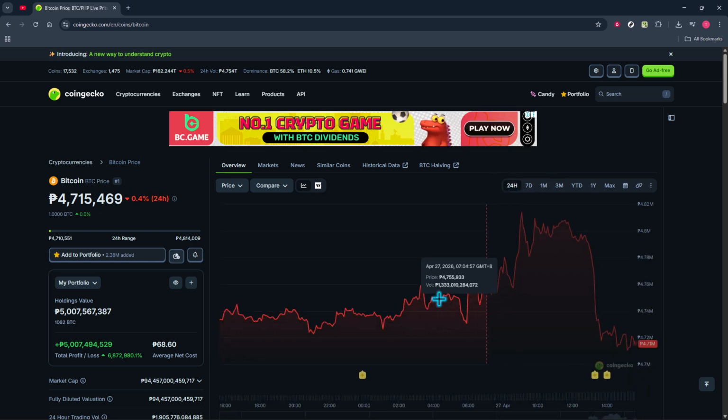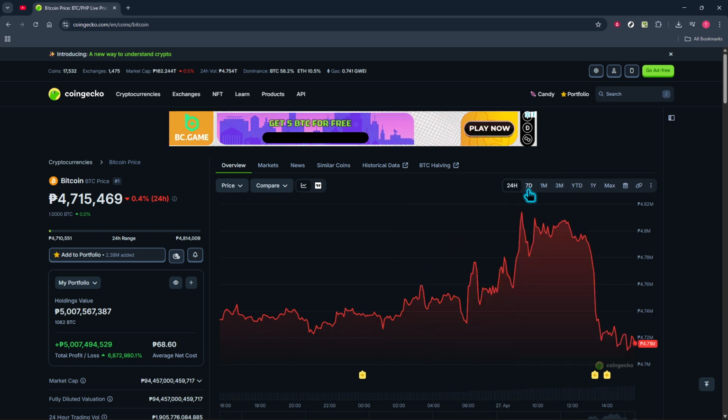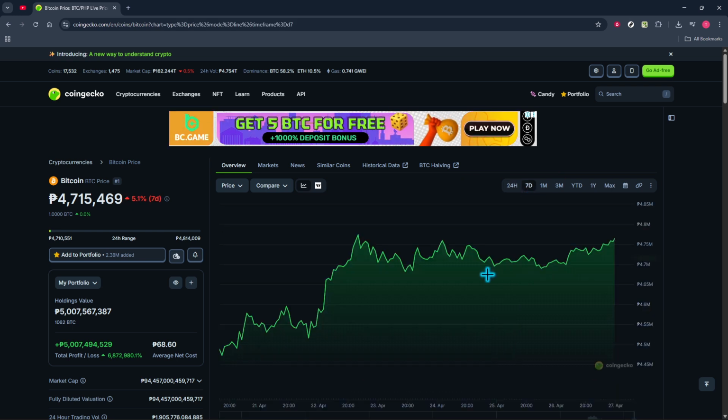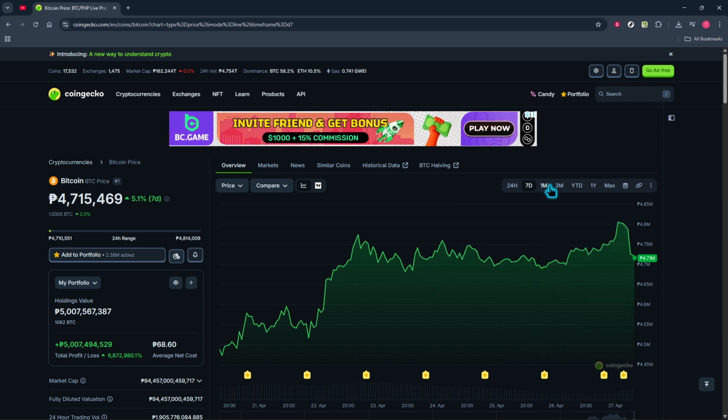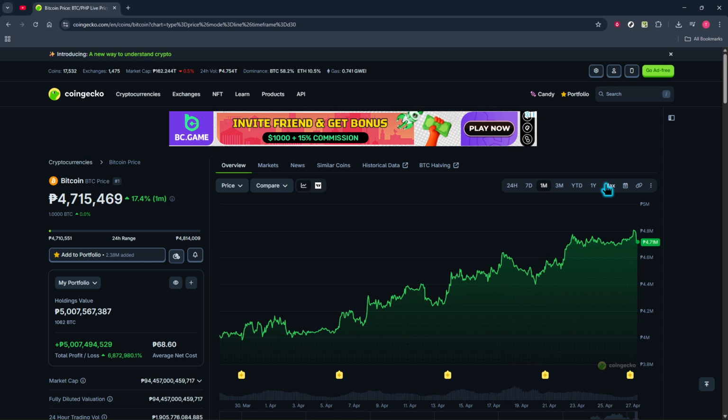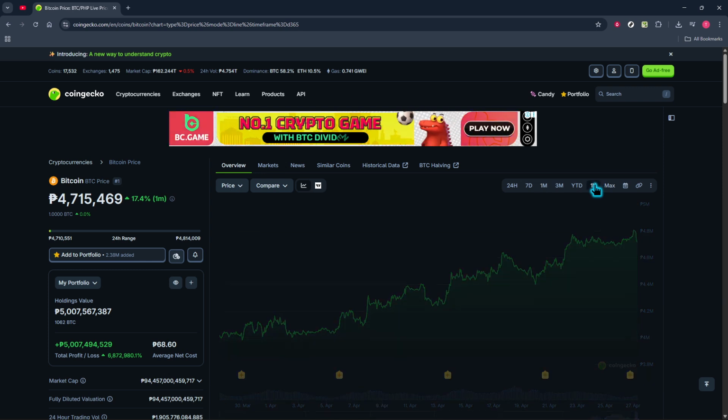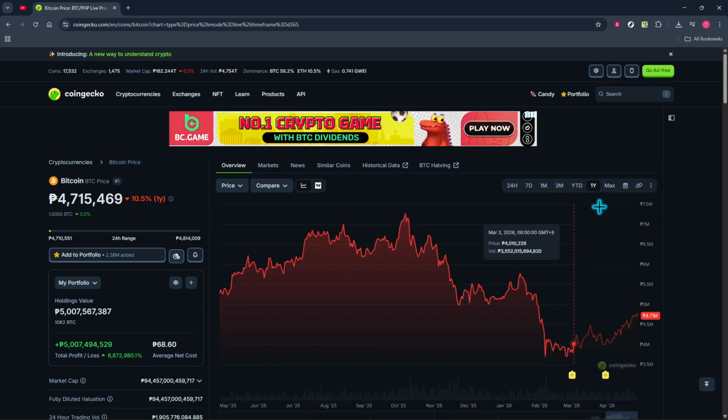Switch to 7D to see the weekly trend, then use 1M or 3M for a medium-range picture that smooths out noise. Tap 1Y for long-term performance, and Max to view the coin's full history. Moving through these windows is the simplest way to see whether momentum is building or fading over time.